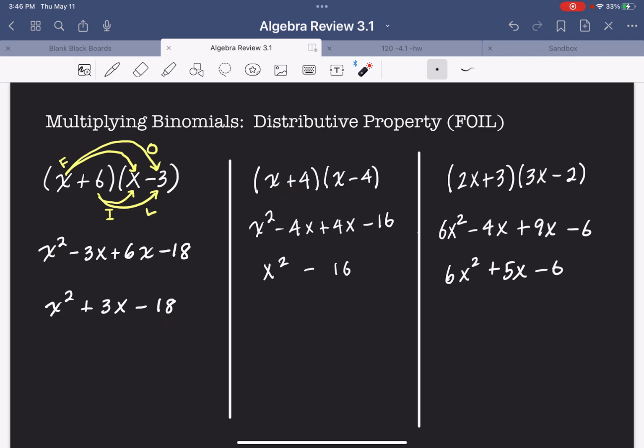Sometimes when we multiply binomials, the inner and the outer will cancel to 0. So when we do the first two, we get x squared. When we do the outer and the inner, we get a minus 4x and a plus 4x. And when we do the last two, we get a minus 16. So these two terms are opposites, so they add to 0. We're left with x squared minus 16. Now this is going to be true anytime you multiply conjugates.